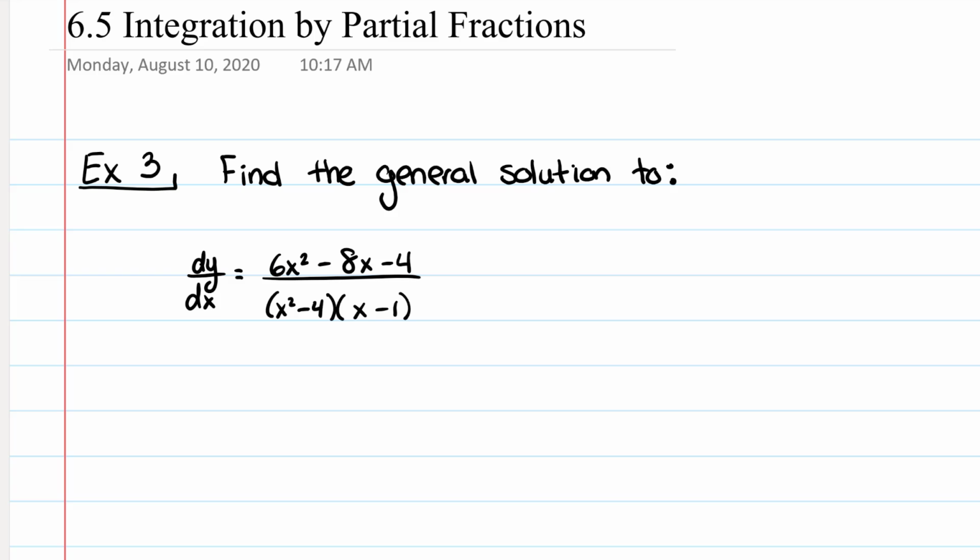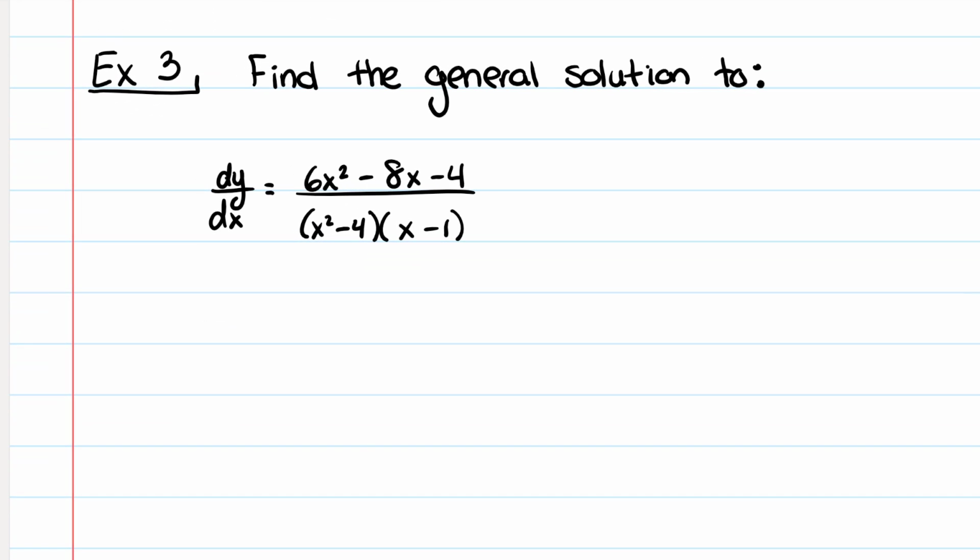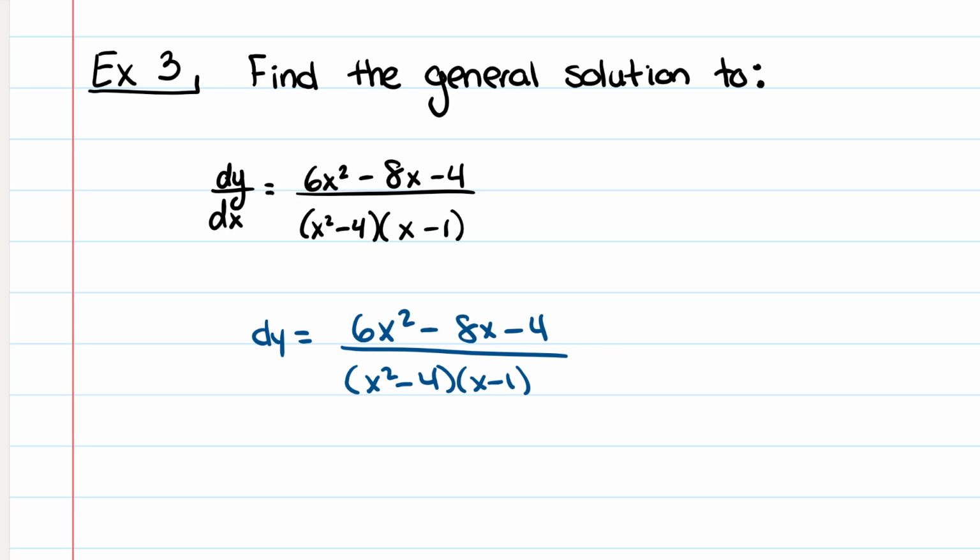6.5, Example 3. In this video, we're going to find the general solution to this differential equation. The first thing you're going to want to do is get the dx to the other side. So we have dy is equal to 6x squared minus 8x minus 4, all divided by x squared minus 4 times x minus 1 dx.